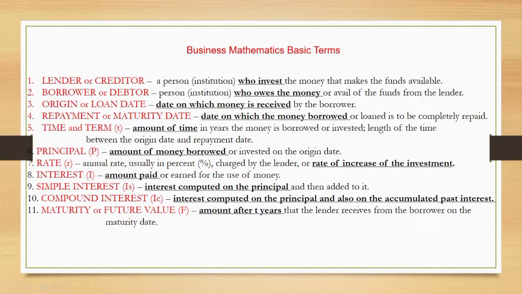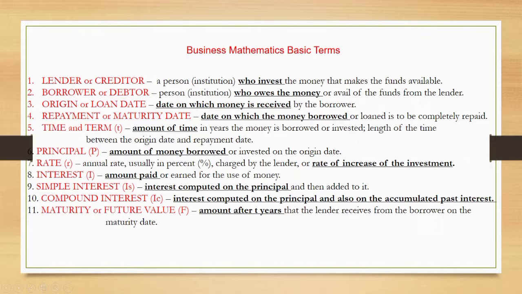And number three, the origin or loan date. It is the date on which money is received by the borrower. Ito po yung araw na nakuha ng mangungutang or manghihiram yung pera. And number four, the repayment or maturity date. It is the date on which the money borrowed or loaned is to be completely repaid. Ito po yung araw na dapat bayaran ng wasto yung inutang.